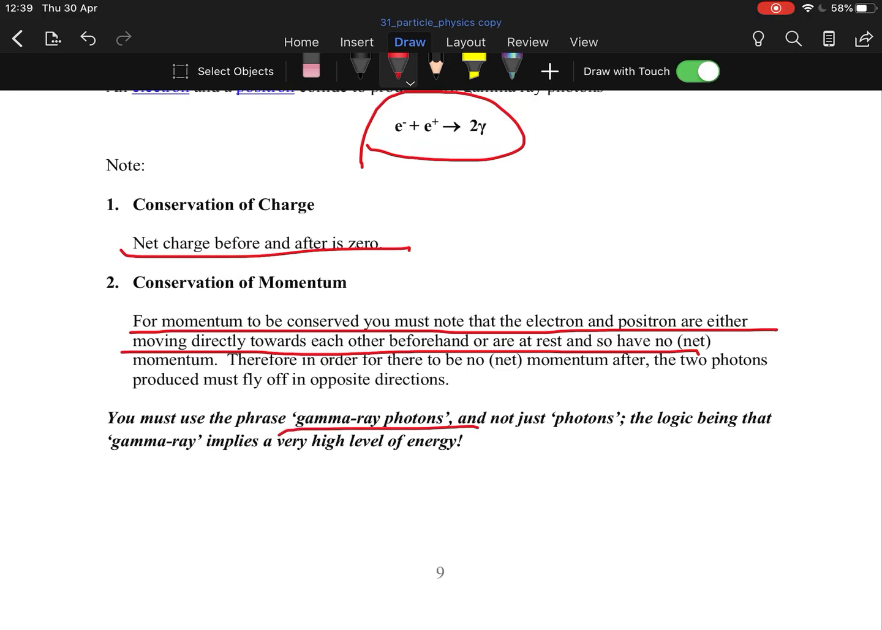Also, gamma ray photons. I know I said photons there. I'm lazy. But in the exams, please do say gamma ray photons to be physically correct.